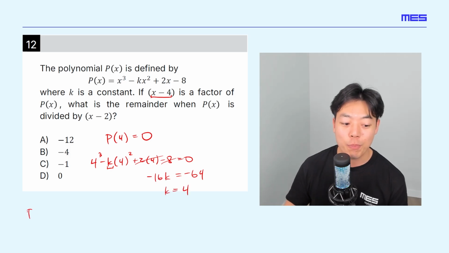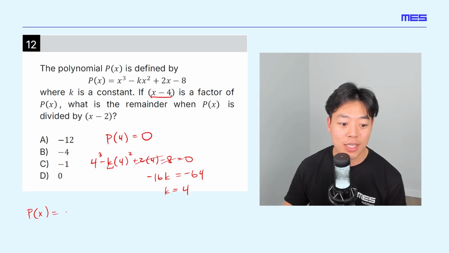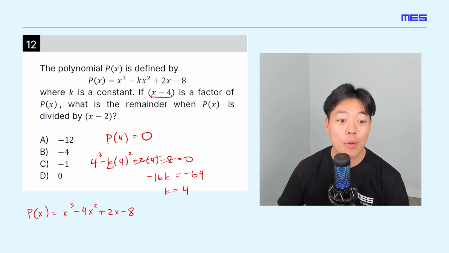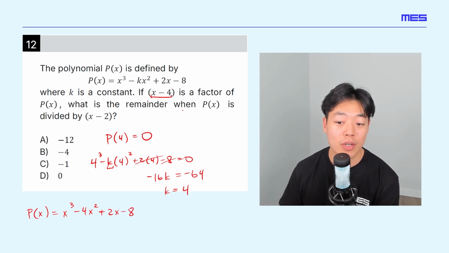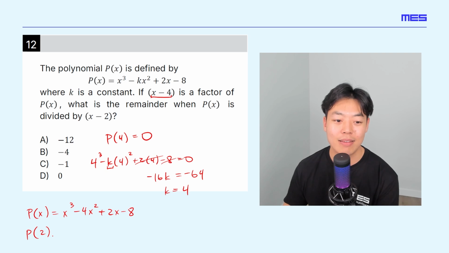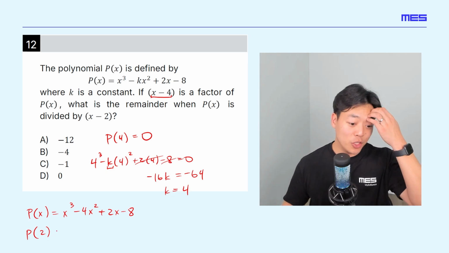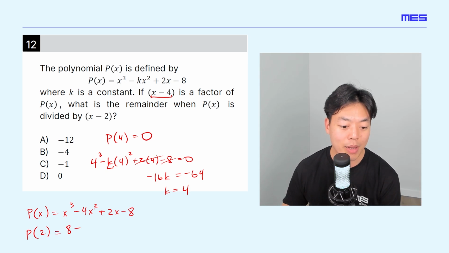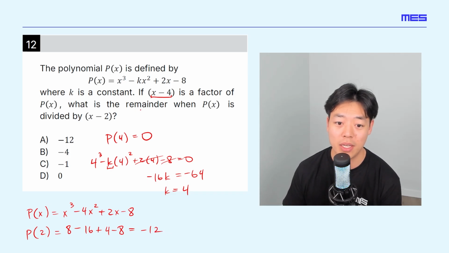We now have a new p of x equation. P of x is equal to x cubed minus 4x squared plus 2x minus 8. I want to know what the remainder is when p of x is divided by x minus 2. Well, I can plug in p of 2 then, and that will give me the remainder. So p of 2, plug it in, we get 8 minus 16 plus 4 minus 8. Negative 12 looks like would be our remainder.